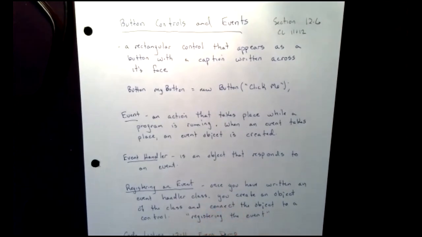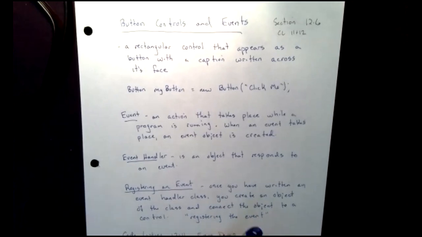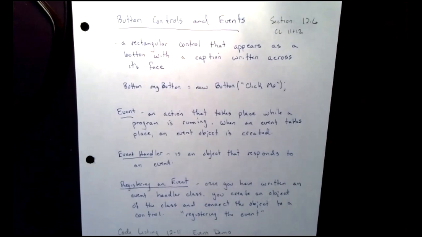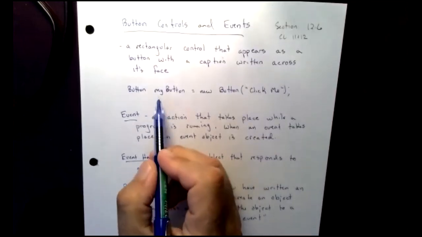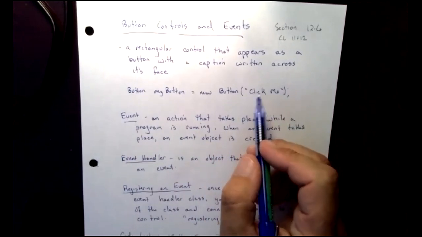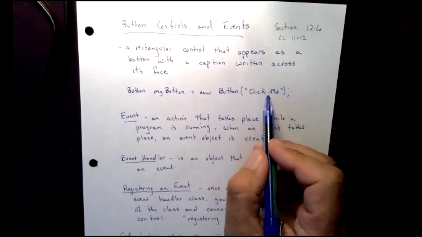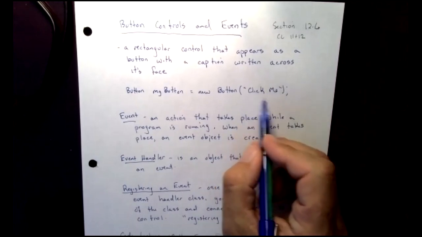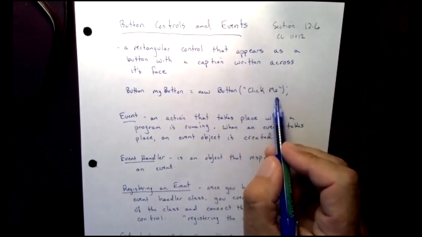Now, the button is a little bit interesting. I have my notes here. My handwriting is what it is. But the button is a rectangular control, and it's one where we can actually put a caption on it, like click me or calculate or start or whatever we want. When we instantiate the object, in this case I'm calling it myButton, from the class Button, we have a way to put that label on it. We can put the caption right on the button. The caption I want to use is called click me.